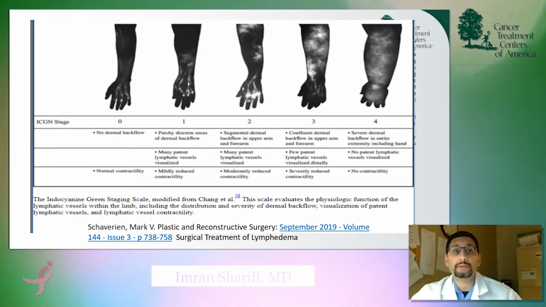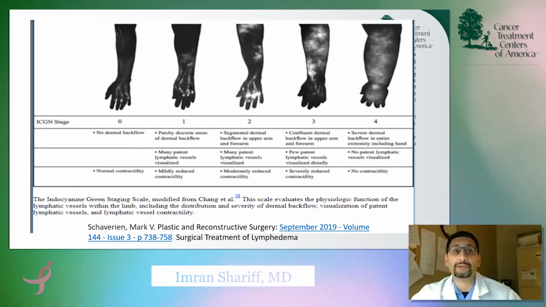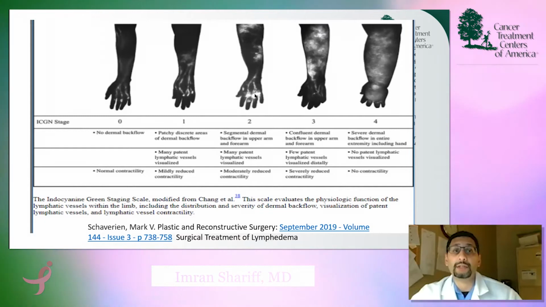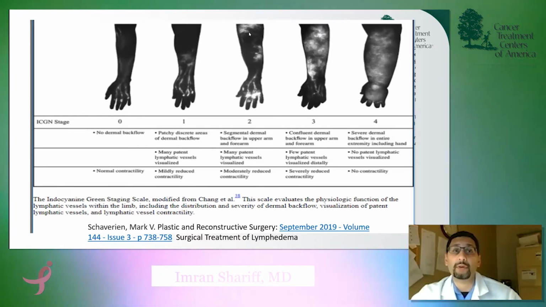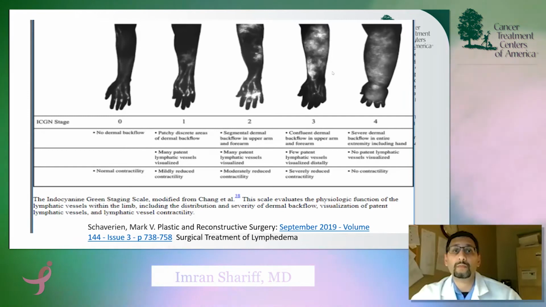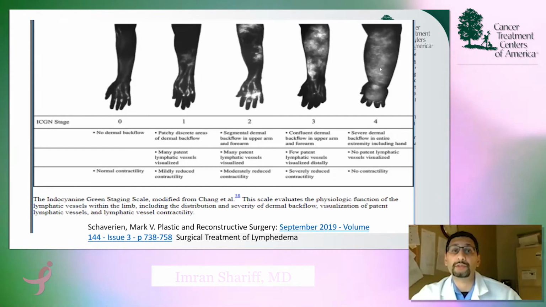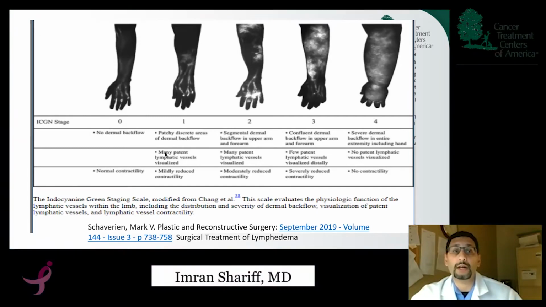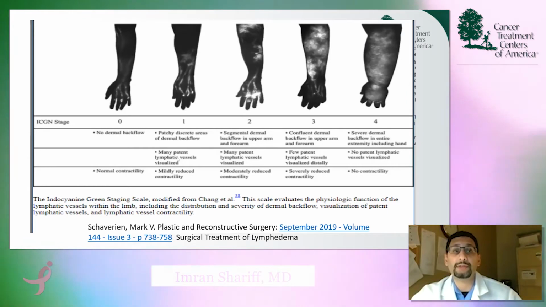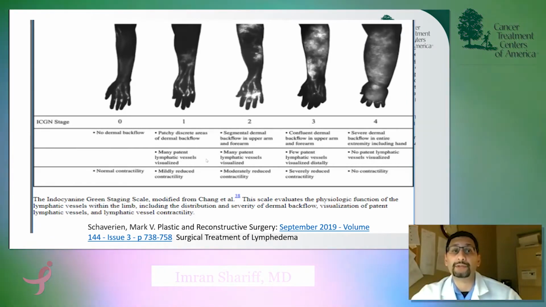In stage one, you'll have the normal vessel architecture here, and then all of a sudden it becomes patchy, indicating that backflow or the valves aren't working properly. Here you'll have increased backflow in the upper arm. And here it continues to get worse as you go through the additional stages. So as you start to go through the stages, it will show the patency of the lymphatic vessels, which start to become fewer and fewer. And then in stage 4, there's no patent lymphatic vessels.